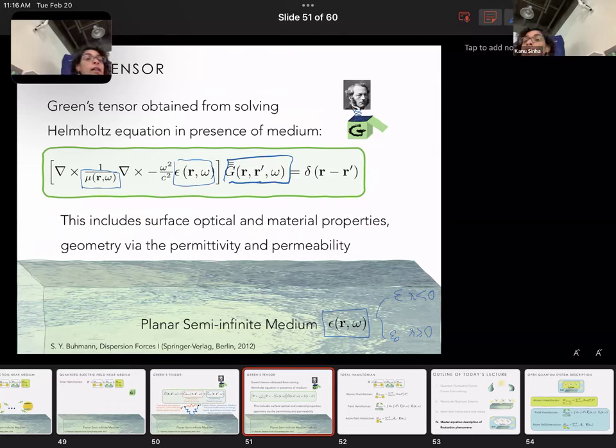And that leads to a propagator, which tells you how a source is going to generate a field at a certain point. This could be a quantum source, this could be a classical source, the propagator remains the same. So the free space and the medium-assisted parts are both classical and quantum. The propagator is the same, as in it comes from the same Maxwell's equations.